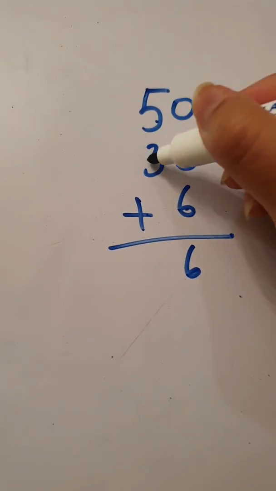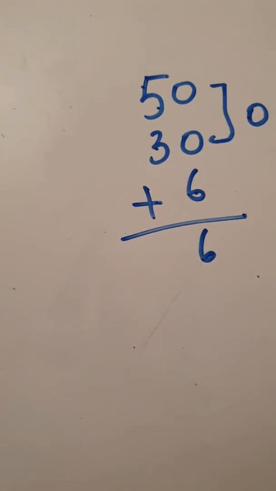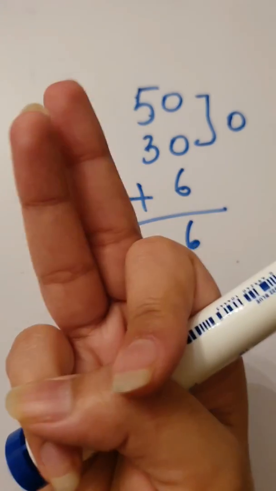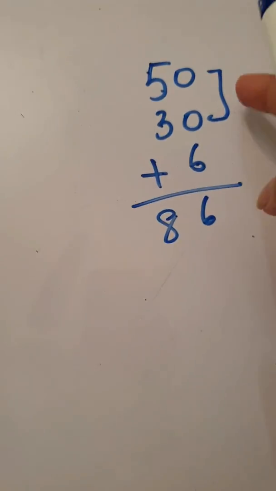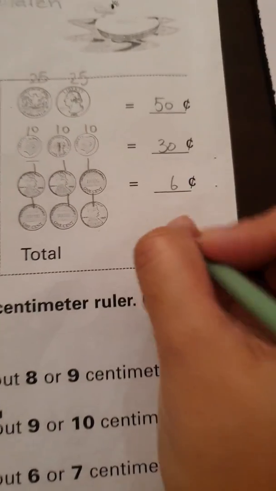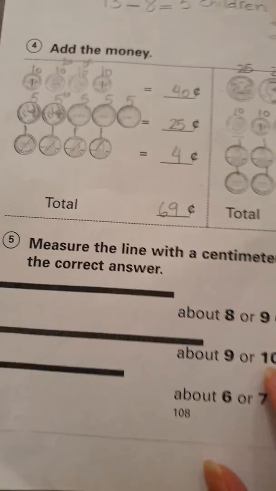Then we have 5 plus 3. 5 is the bigger number, so that 5 goes in our mind. And we will take 3 fingers out and we will count after 5. So we have 6, 7, and 8. So 50 plus 30 plus 6 is equal to 86. Now let's go back on our book and write 86 cents over here. Okay, this is easy, guys.